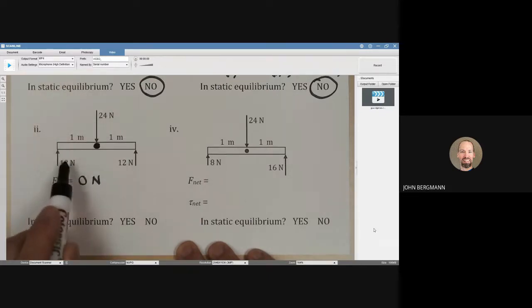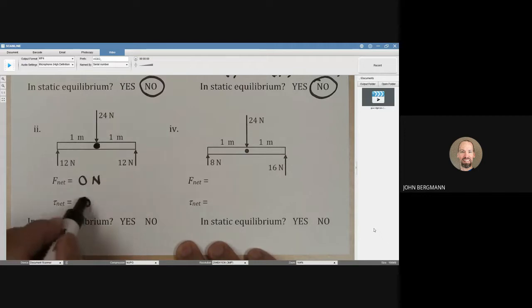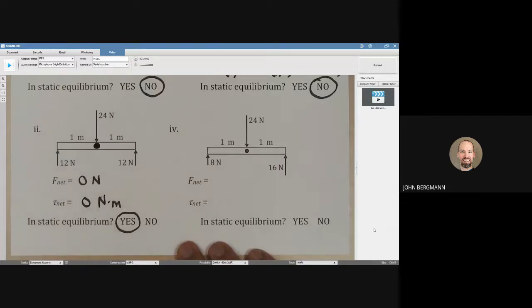12 times 1 clockwise, 12 times 1 counterclockwise. The net torque is 0. Let's put units on there just for fun. That thing is in static equilibrium. That thing is not going to start sliding anywhere, and it's not going to start rotating. It's just going to sit there.